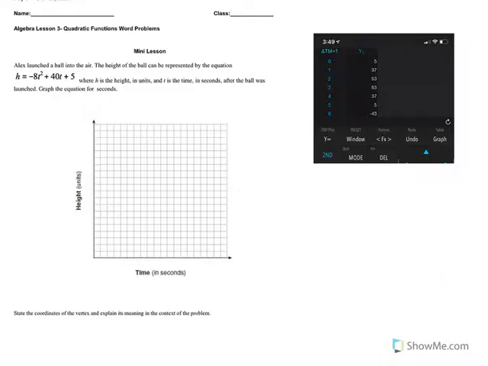The height of the ball can be represented by the equation h is equal to negative 8t squared plus 40t plus 5. That seems important, so I'm going to go ahead and annotate my word problem. I'm going to box something that seems important to me, where h is the height, and t is the time in seconds after the ball was launched. Graph the equation for t seconds. Okay, so let's see what we have here.